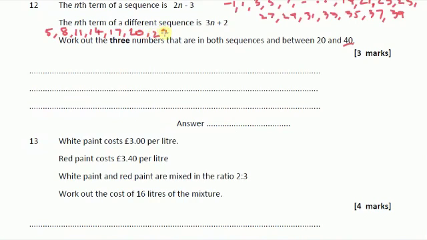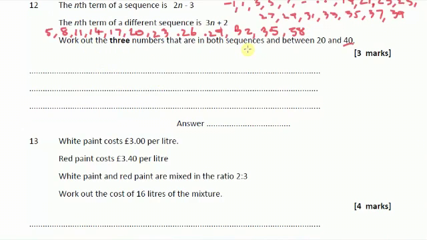20, 23. It's quicker to do it this way, just adding 3 each time. 26, 29, 32, 35, 38. And that's the last one before 40.